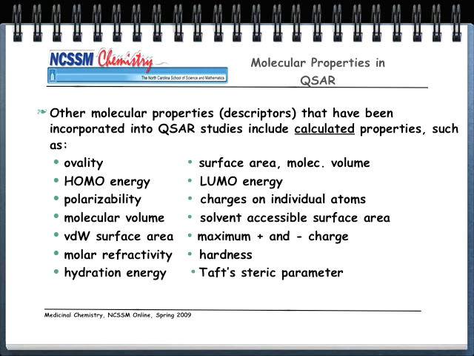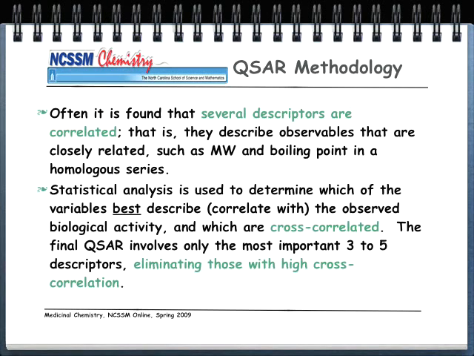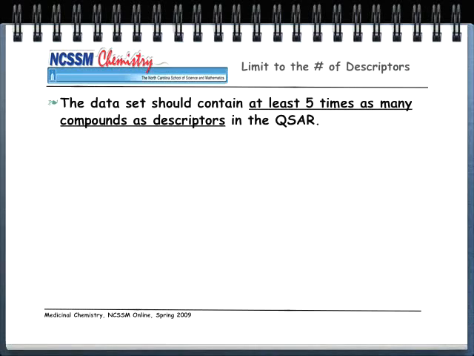Okay. All right, so here's the methodology. What you're going to do is try to find several descriptors that you either measure or calculate, okay? And then you want to do a statistical analysis, okay? And you want to try to find the most important 2 or 3 or 4 or 5 descriptors that are the most highly correlated, okay? So this is as much an art form as it is a science sometimes.